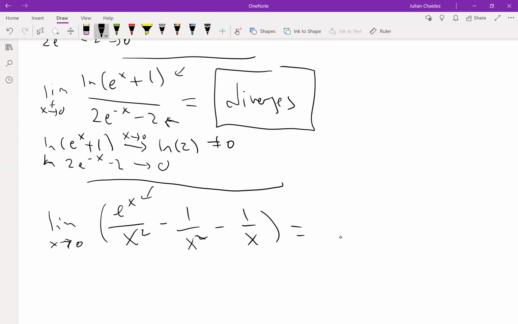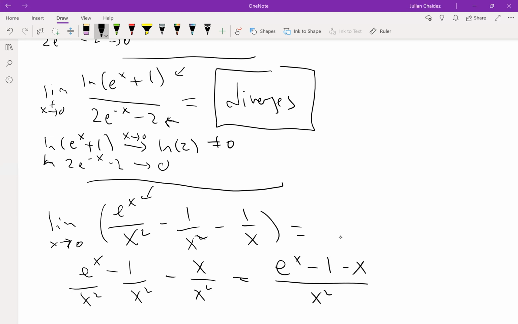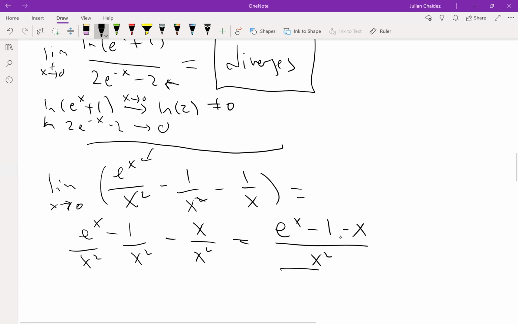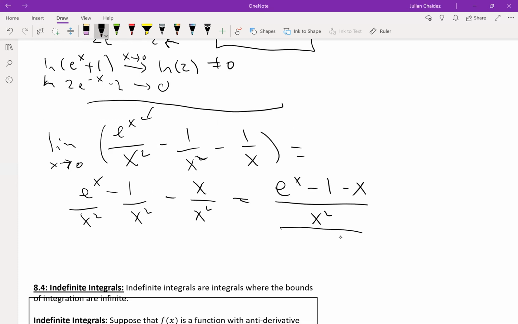But if I combine the fractions, I can rewrite this as e to the x over x squared minus 1 over x squared minus x over x squared, just by multiplying the last term by x over x. Then I can combine the fractions to be e to the x minus 1 minus x divided by x squared, right? So it's sufficient to compute the limit of this.